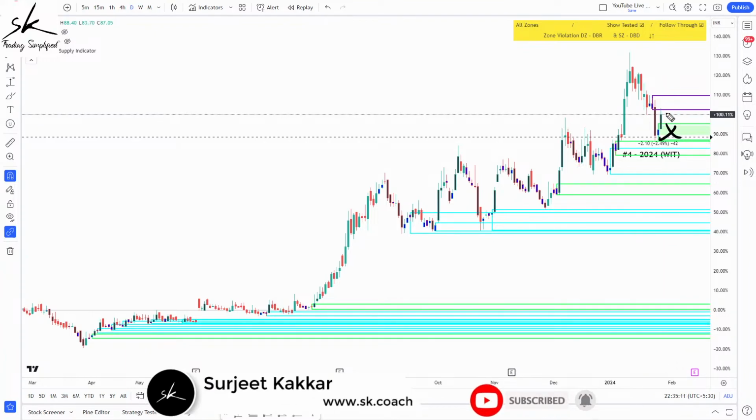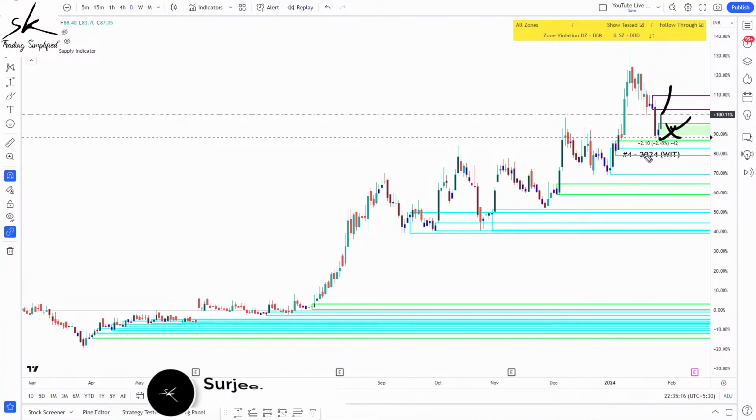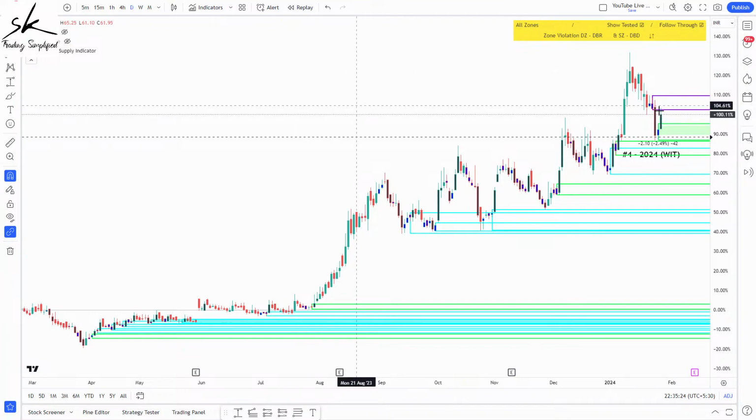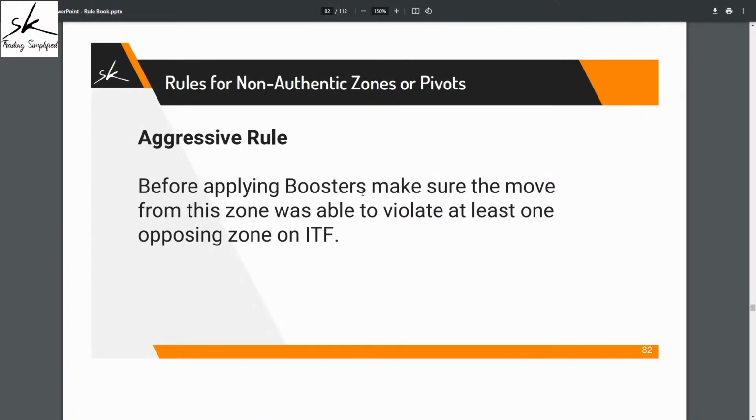But let's assume on Monday or Tuesday prices move up, then this will get qualified and we might have to revise our analysis and come back to this zone. But currently we cannot use it because the opposing zone has not yet been violated. So that was the aggressive approach, based on which this is not qualified for us.